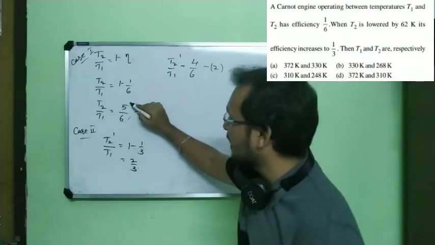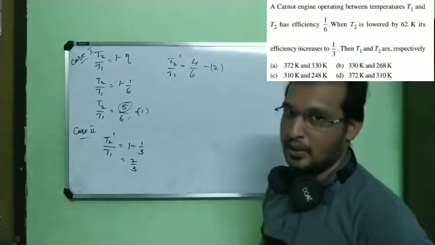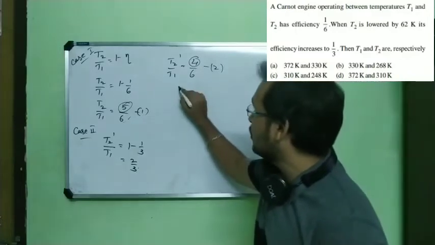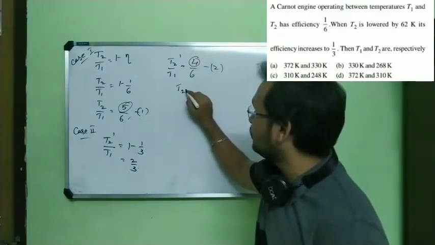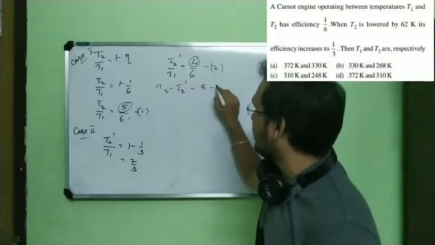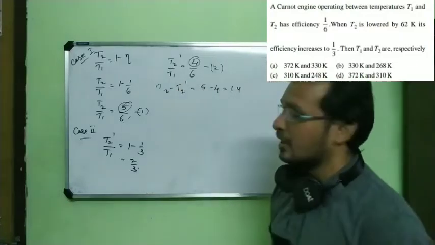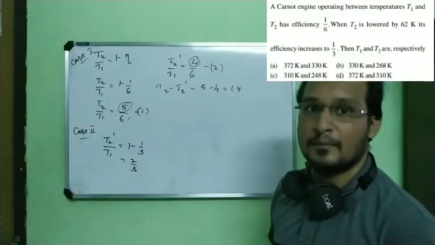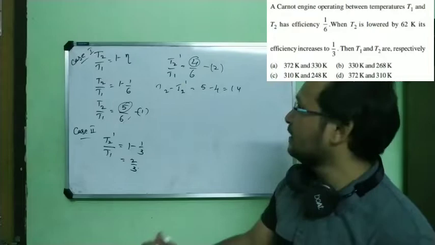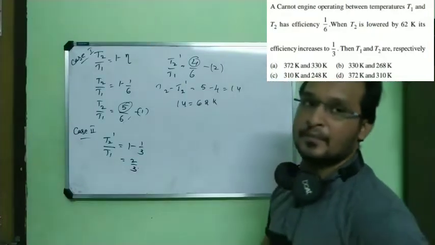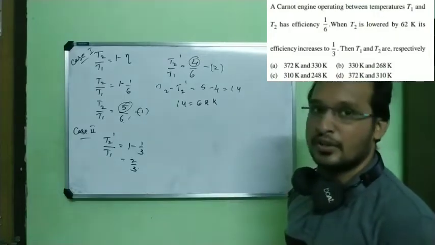Now look carefully. Initially T2 is 5 units. Now it becomes 4 units. So the decrease in T2, T2 minus T2 dash, is 5 minus 4, which is 1 unit. So the sink temperature decreases by 1 unit according to my equation. But in this question, this 1 unit is given as 62 Kelvin, right?